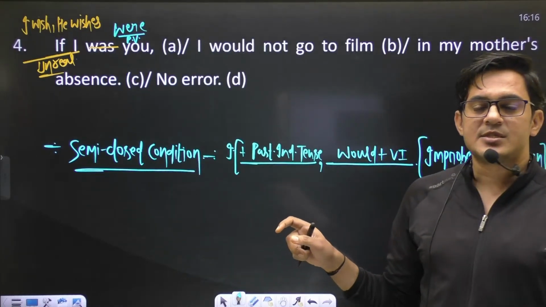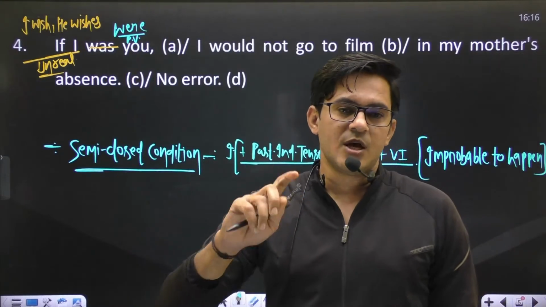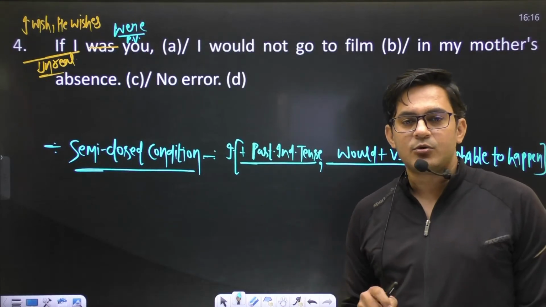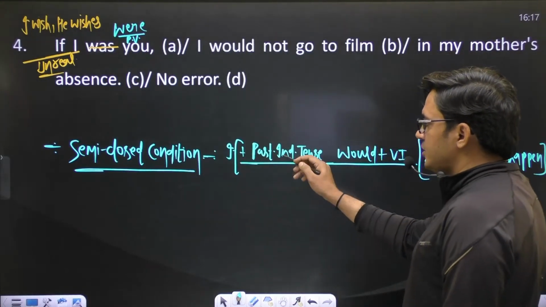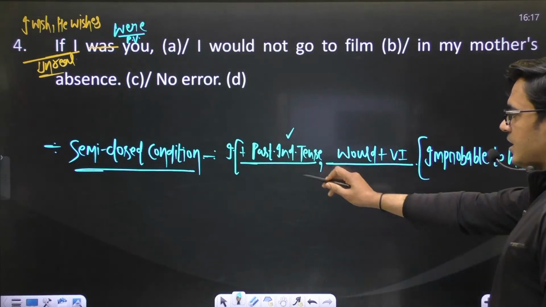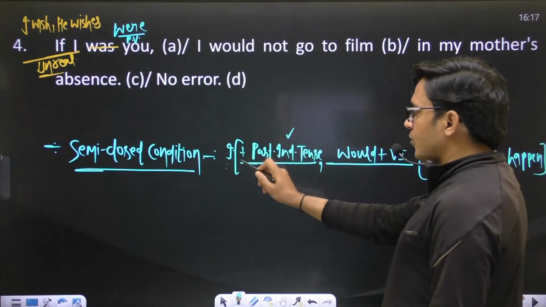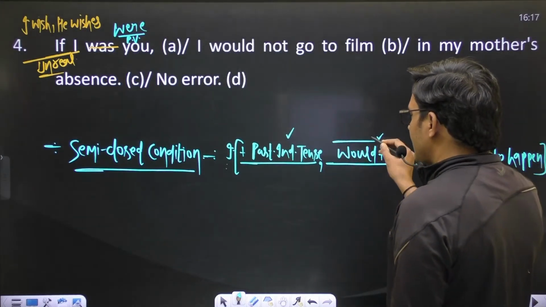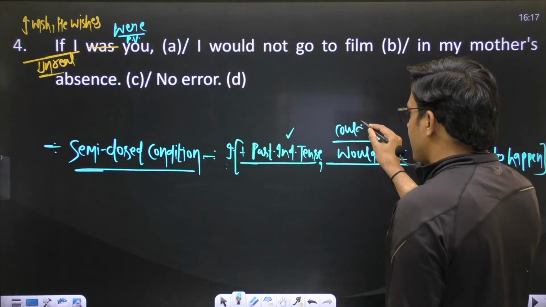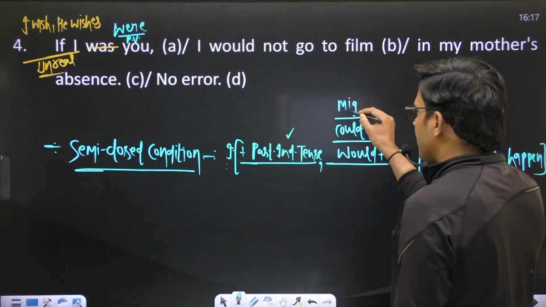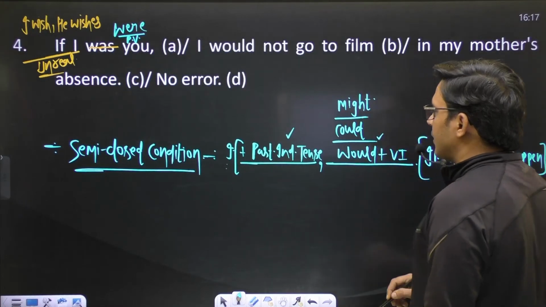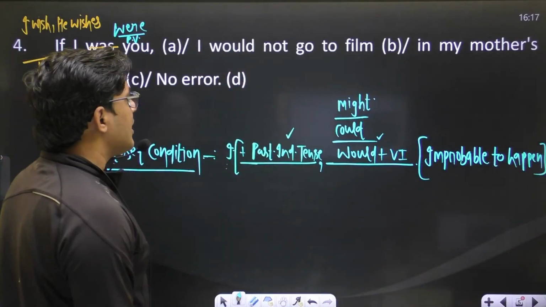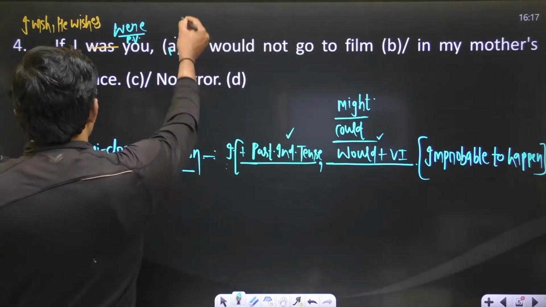This sentence is derived from conditional sentences. You know the chapter conditional sentences, and from that particular chapter, this is the semi-closed condition. One is past indefinite tense. After this, in the if clause we use past indefinite, and in the main clause we use would plus v1. And in place of would, could or might can also be there as per requirement. So the same thing happens here. If I were you, I would not go to film in my mother's absence, and the error is in part A.